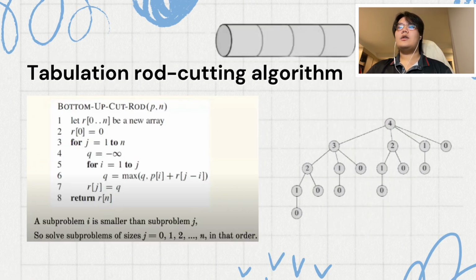Tabulation, on the other hand, is a bottom-up approach where we solve all possible subproblems first and use these results to build up the solution to the original problem. This involves filling up a table based on the recurrence relation, which allows us to systematically compute the solution by solving subproblems in a structured manner.